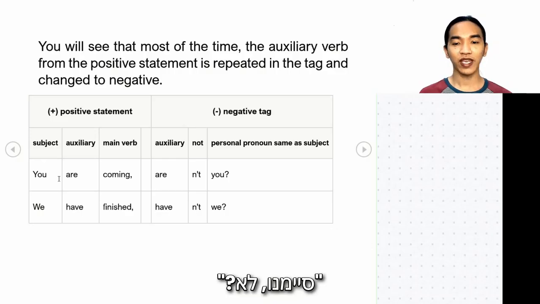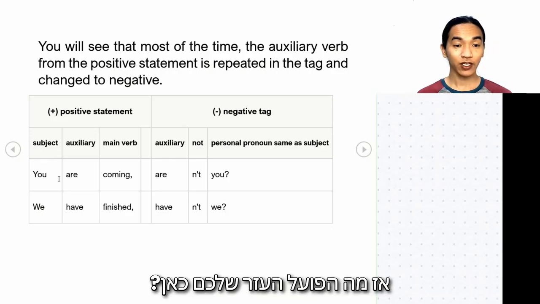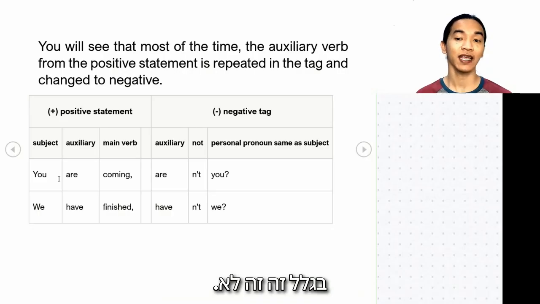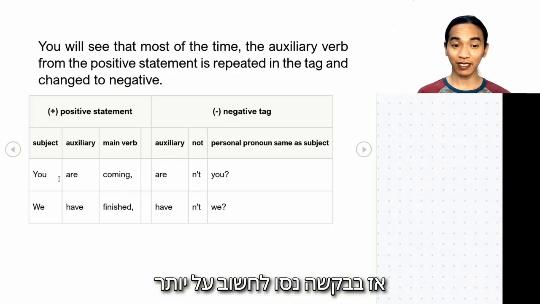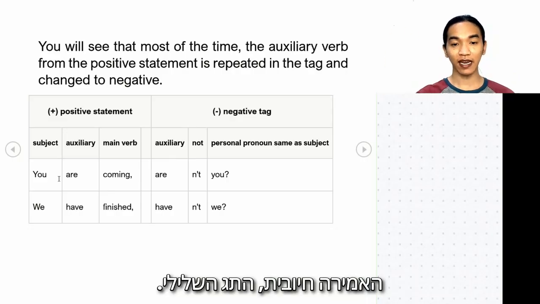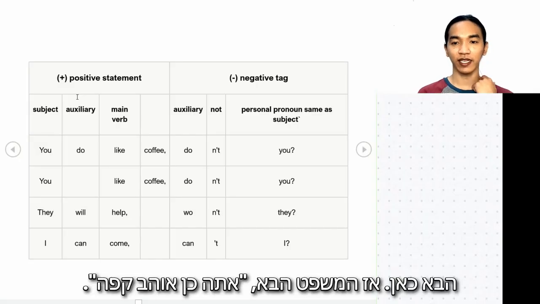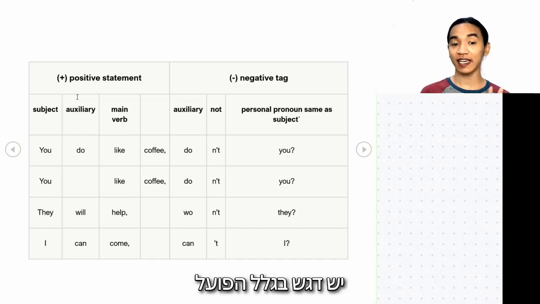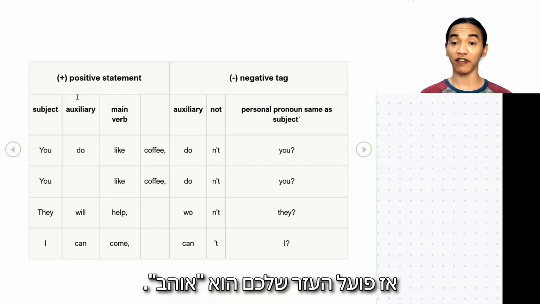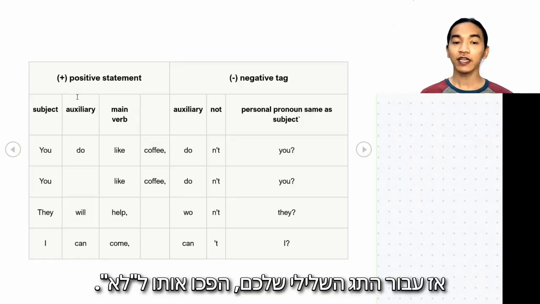Okay, next one. We have finished, haven't we? So, what is your auxiliary verb here? It's have. So, you repeat it and make it negative. That's why it's haven't. Okay? So, please try to think more of examples using the same kind of sentence: positive statement, negative tag. Next one here. So, the next sentence, you do like coffee. There is an emphasis because of the verb do. Okay? You do like coffee, don't you? All right. So your auxiliary verb is do. Now, for your negative tag, make it don't.